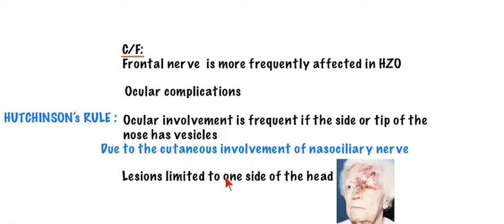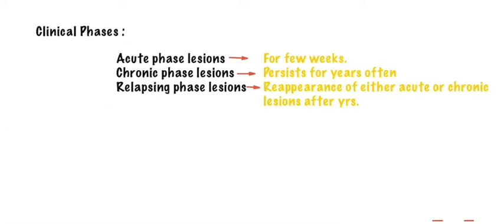Then the lesions are limited to one side of the head. You can see in this picture that the cutaneous lesions are mostly limited to one half. The clinical phases: this disease has three clinical phases, which include acute phase lesions, chronic phase lesions, and relapsing phase lesions. Acute phase lesions last only a few weeks. Chronic phase lesions persist for years. Relapsing phase lesions are the reappearance of either acute or chronic lesions after many years.